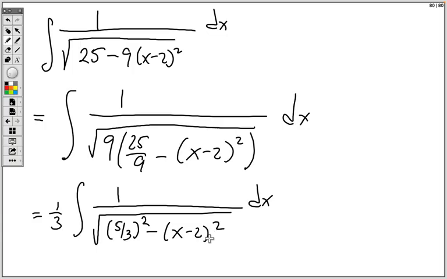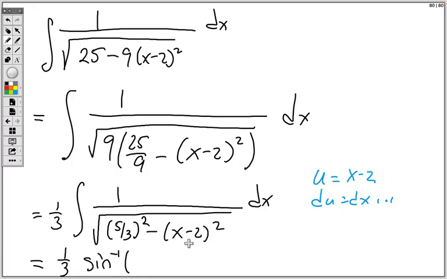Now if you need to, you can go through the u substitution if you want. Let u be x minus 2. So the du is equal to the dx. Or you can just use that principle of linear substitution. What do we get? We're going to get that 1/3 went along for the ride. We're going to get the inverse sine of x minus 2 divided by 5/3. So we could write that as 3 times x minus 2 over 5 plus c.